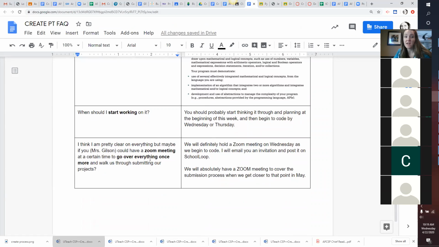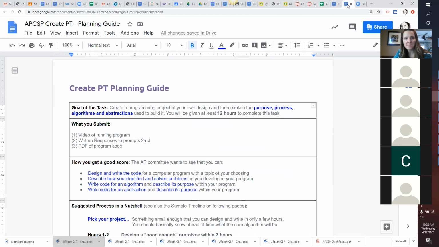When should I start working on it, and how much help are we gonna get? So the answer is you probably wanna start working tomorrow. And the help you're gonna get from me today is gonna come in the form of some planning documents. So I wanna walk you guys through the first planning document that I'm gonna post in Google Classroom as soon as I get off this call with you guys.